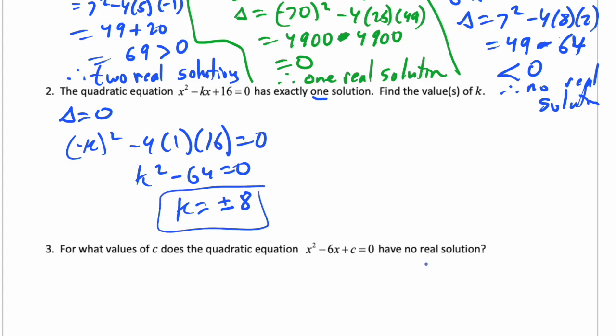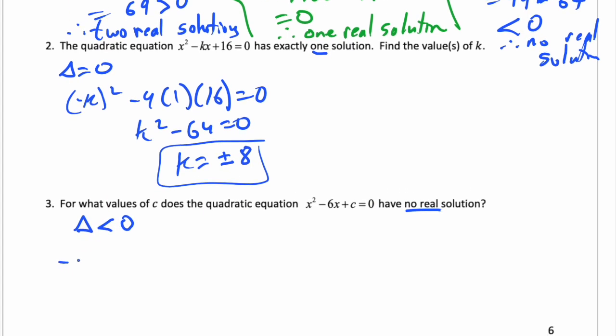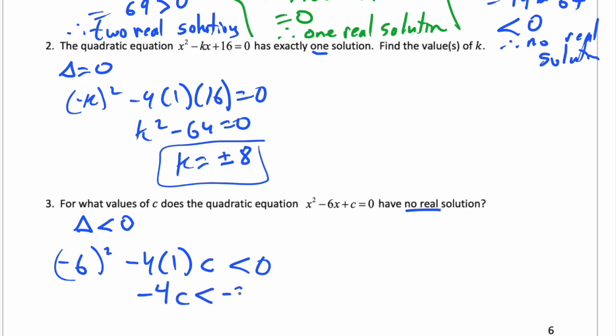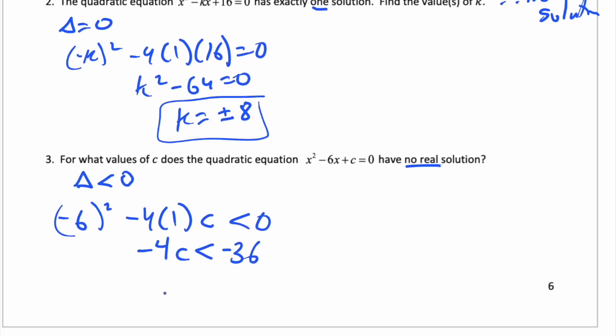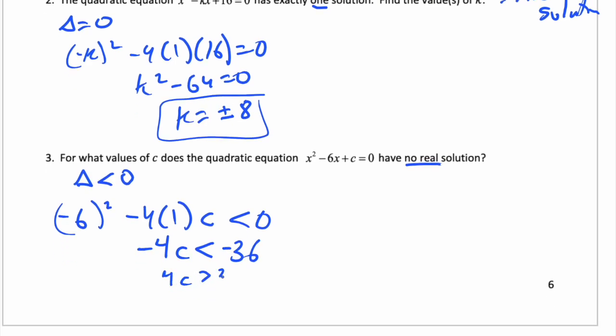For what values of c does the quadratic equation have no real solutions? No real solutions means discriminant less than 0. Negative 6 squared, so b squared minus 4ac is less than 0. Negative 4c is less than negative 36. This is 4c greater than 36. Remember, when you divide by a negative, you flip it around. So I could have just gone straight to c is greater than 9.